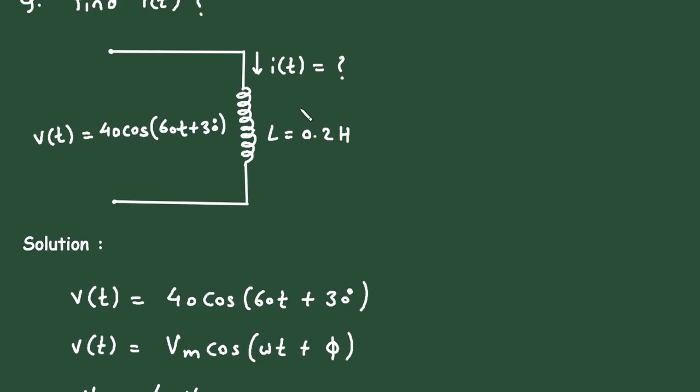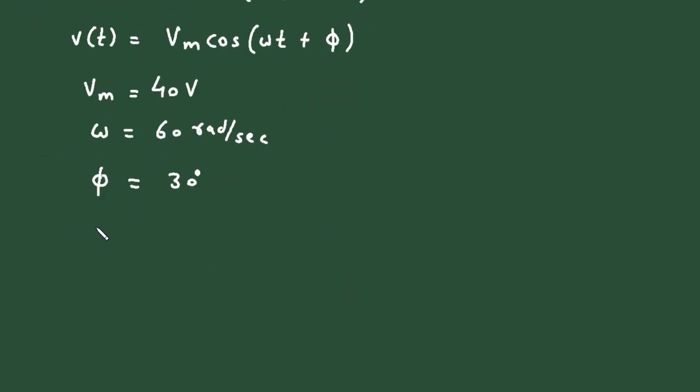Also the value of inductance is given. L is equal to 0.2 Henry. So here we can write L is equal to 0.2 Henry, and we have to find I of t is equal to question mark.